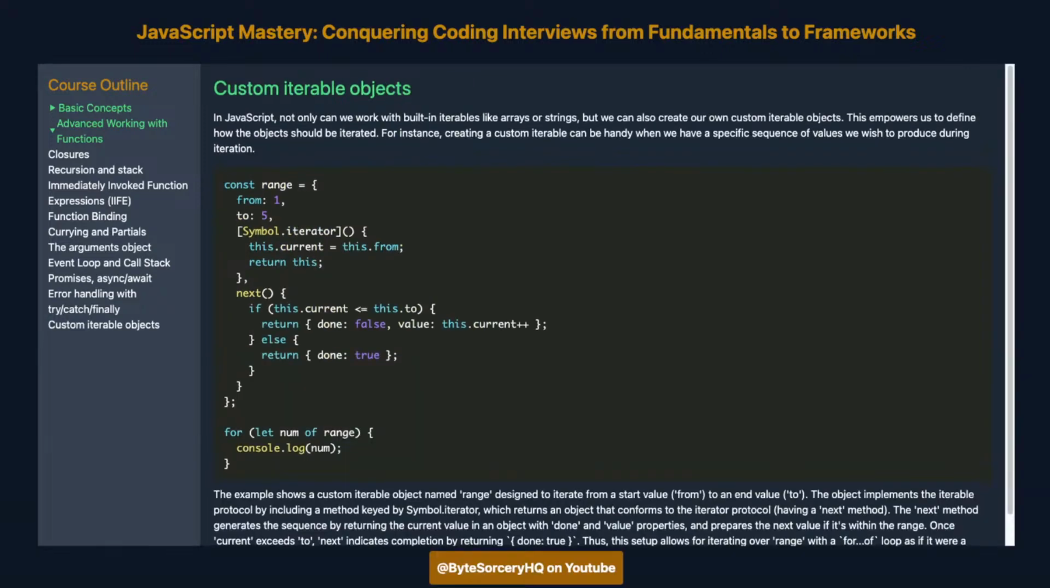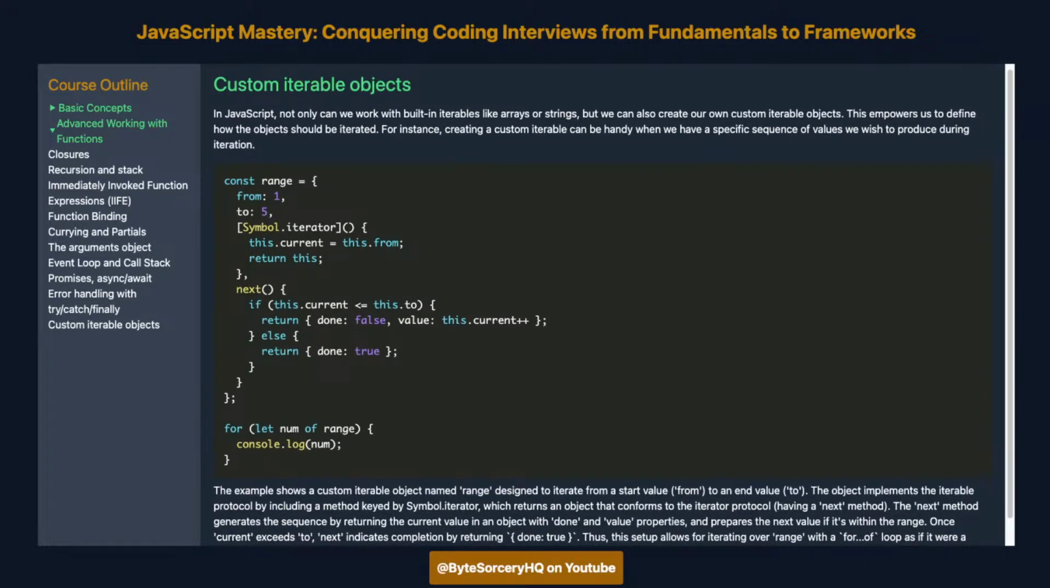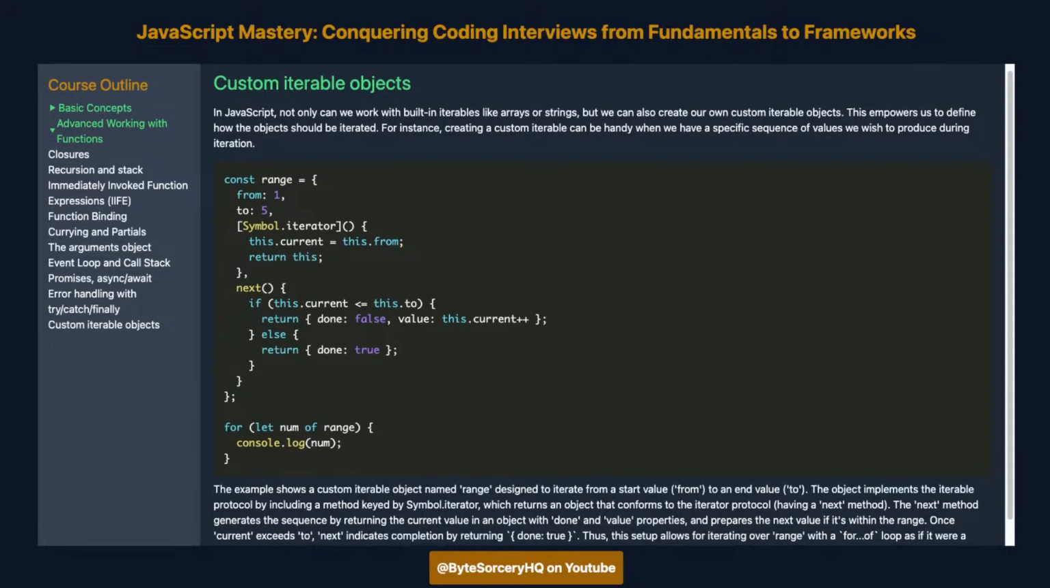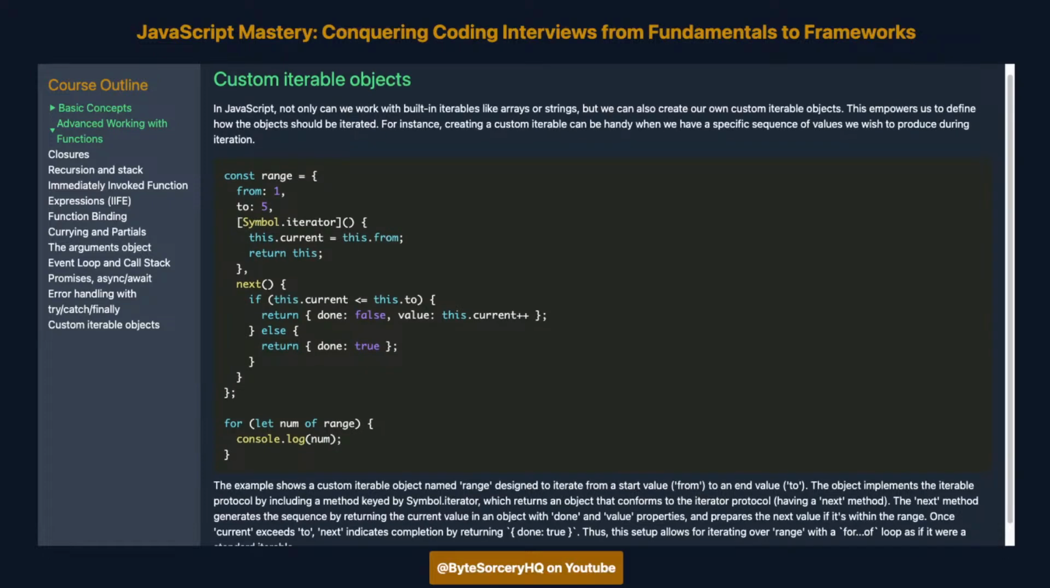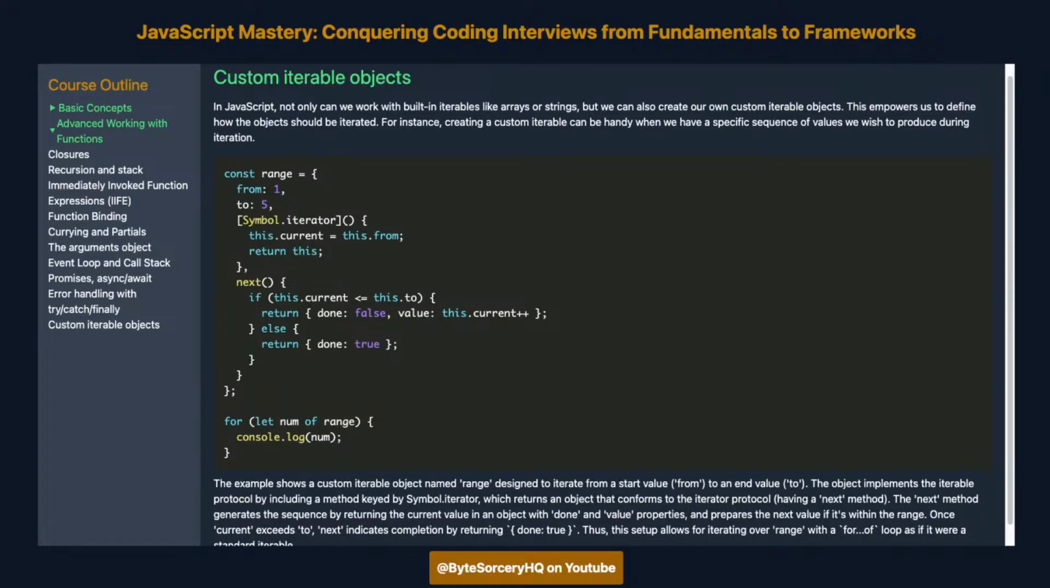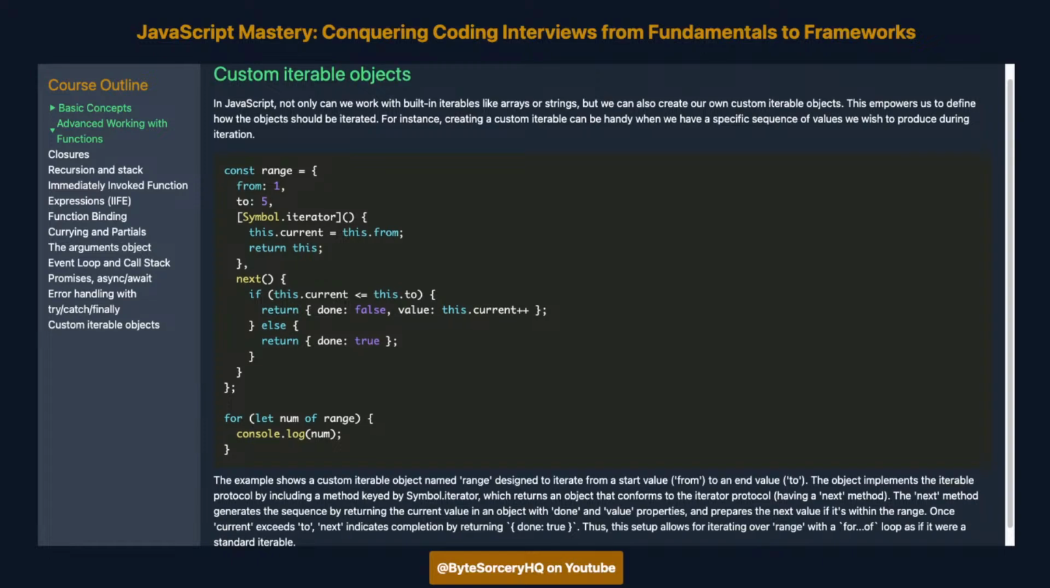Custom iterable objects. In JavaScript, not only can we work with built-in iterables like arrays or strings, but we can also create our own custom iterable objects. This empowers us to define how the objects should be iterated. For instance, creating a custom iterable can be handy when we have a specific sequence of values we wish to produce during iteration. The example shows a custom iterable object named range, designed to iterate from a start value, from, to an end value, to.